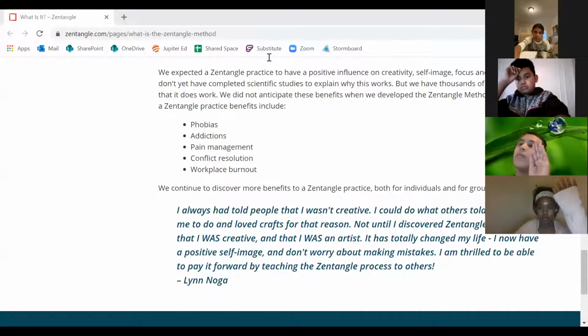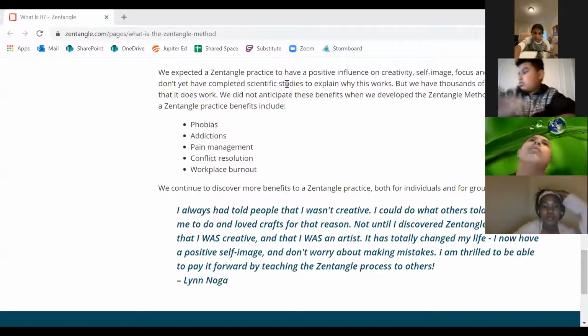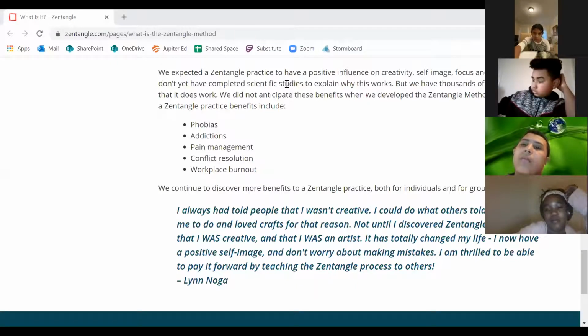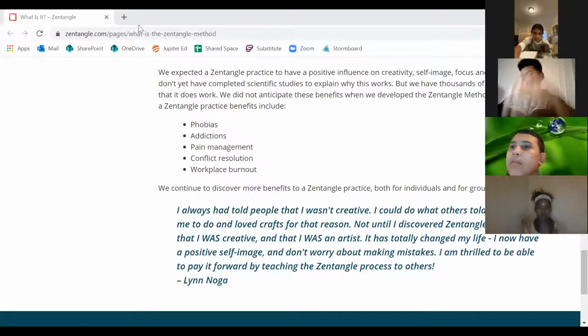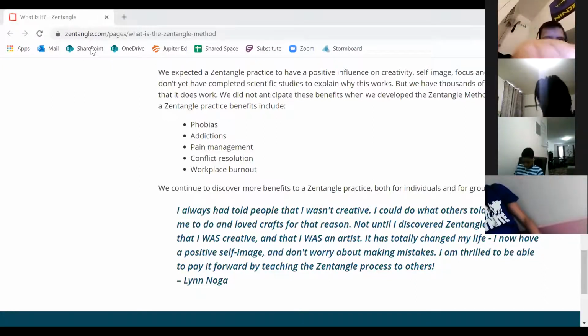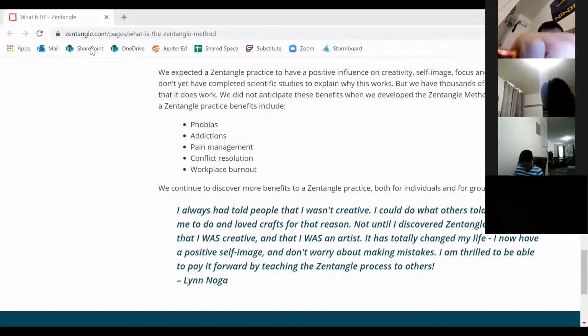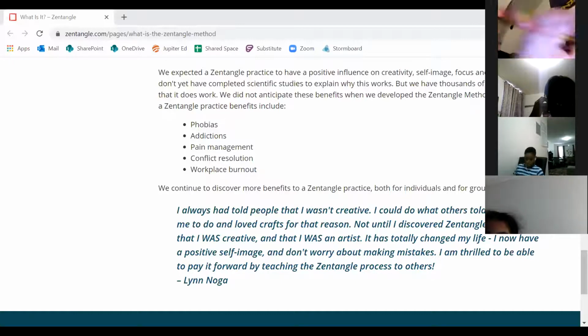Oh, I did it. You got it? Yeah. Then keep going. Okay. Focus and problem solving. We don't yet have completed scientific studies to explain why this works, but we have thousands of anecdotes showing that it does work. We did not anticipate these benefits when we developed the Zentangle method. General areas that a Zentangle practice benefits include.